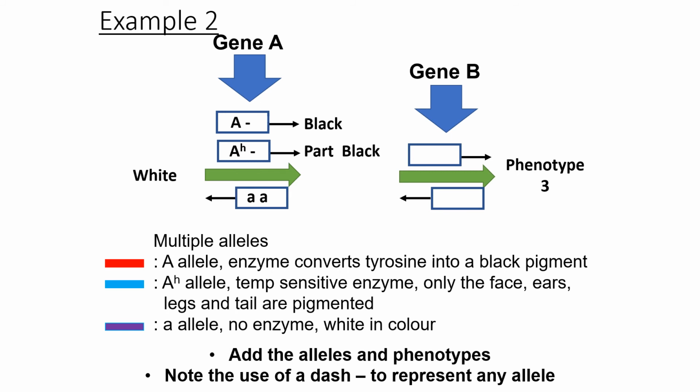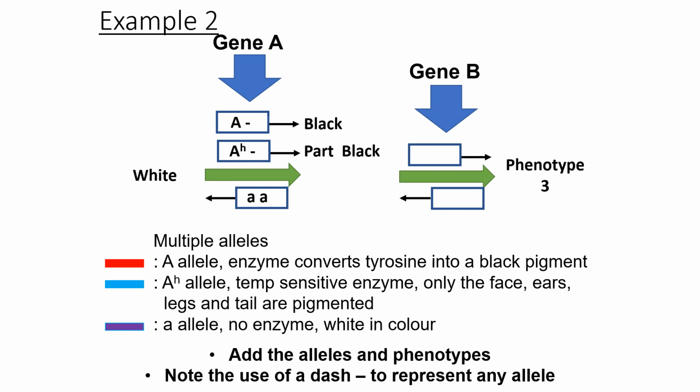In the exam, you'd simply underline those sentences. You wouldn't have to write out face, ears, legs, and tail. You could underline it right in the margin, part black, and then when you're writing your answer, write the full thing out. Because you haven't defined what part black is, it would be very dangerous to use it as part of an answer, but for your interpretation, it's absolutely fine.